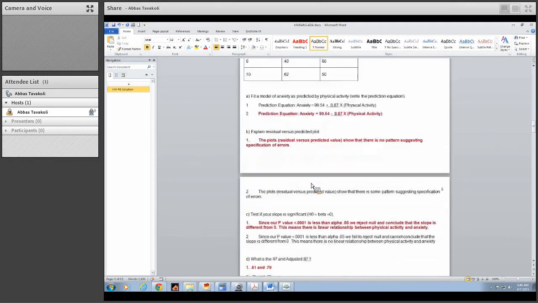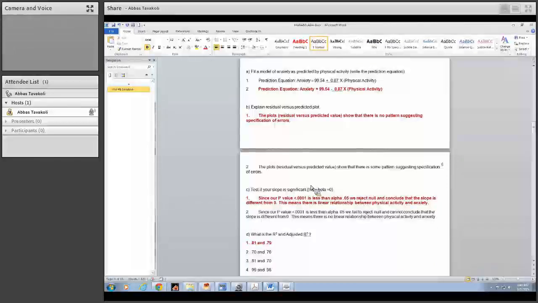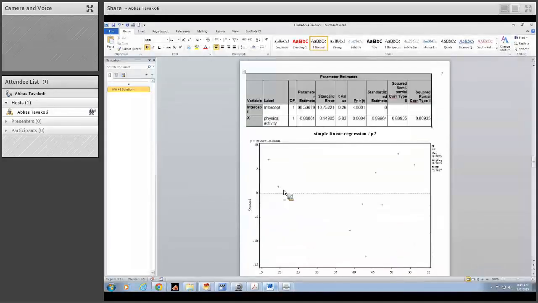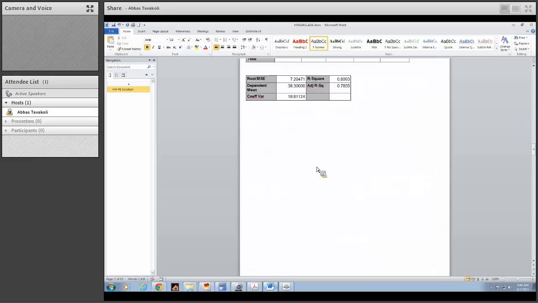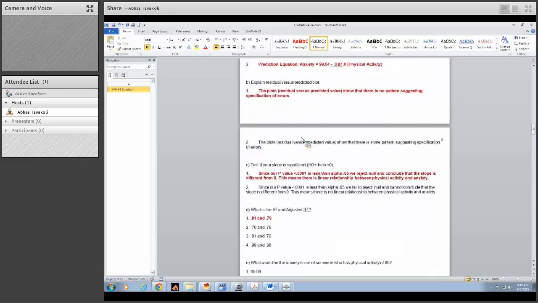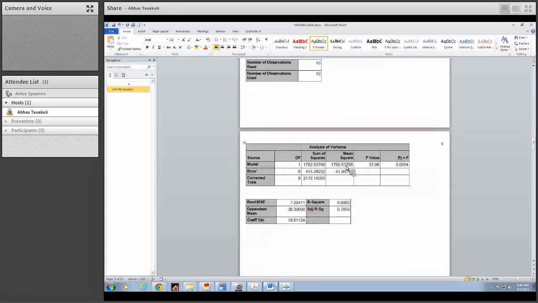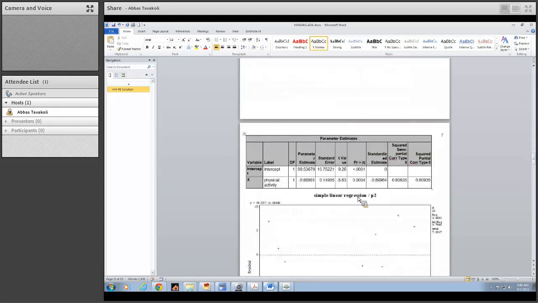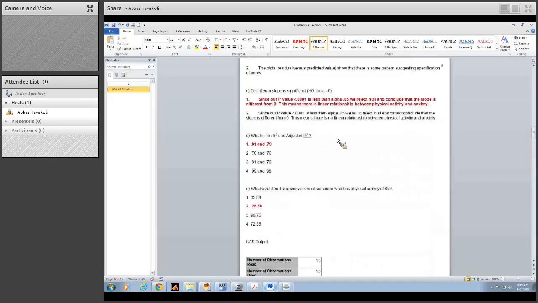Again, looking at the residual versus predicted plot, you wouldn't see any pattern. So that is the correct answer: the plot doesn't show any pattern. Again, testing the hypothesis beta equals 0, looking at the p-value of 0.004, you reject, and you would say there is a significant difference. So number 1 is correct.